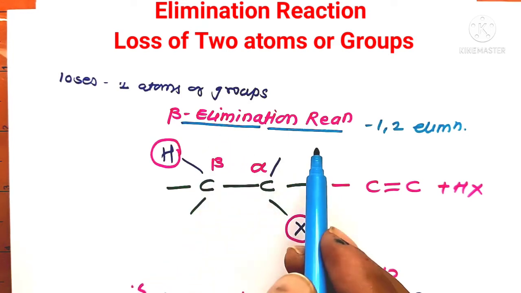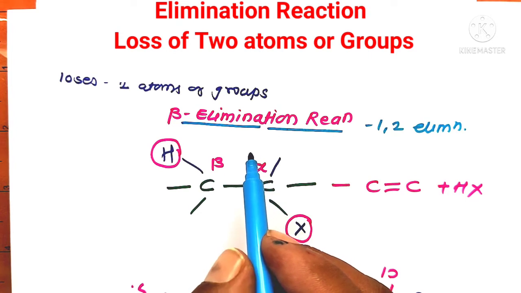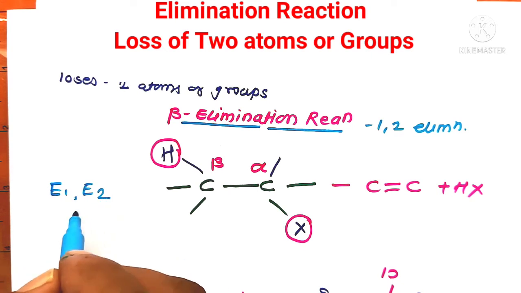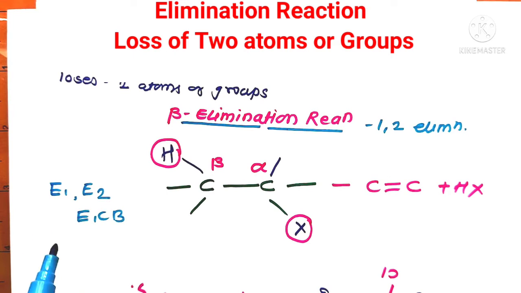The beta elimination reaction can take place by three different reaction mechanisms, called E1 reaction, E2 reaction and E1cb reaction. Depending upon the nature of the substrate, the reaction is E1, E2 or E1cb. Now we will explain the detailed mechanism of the E1, E2 and E1cb reactions.